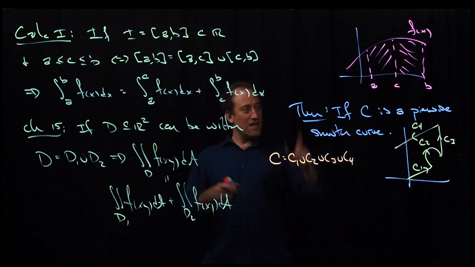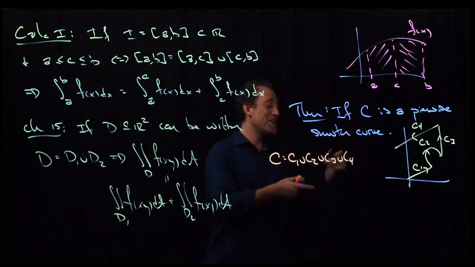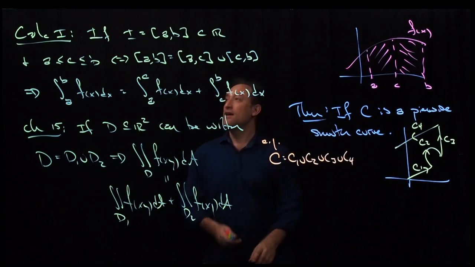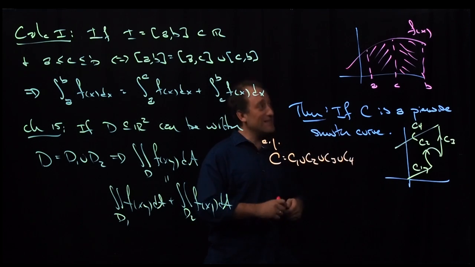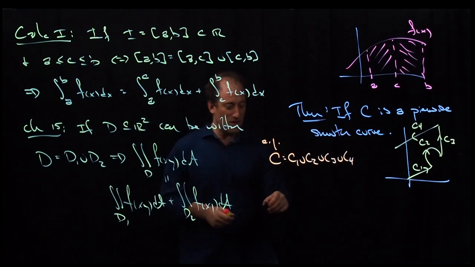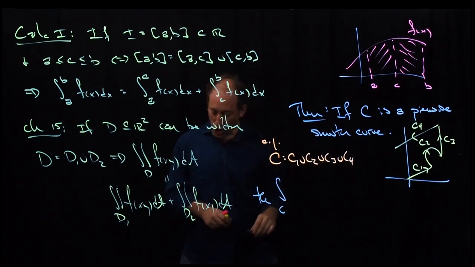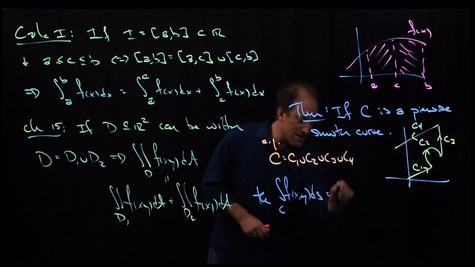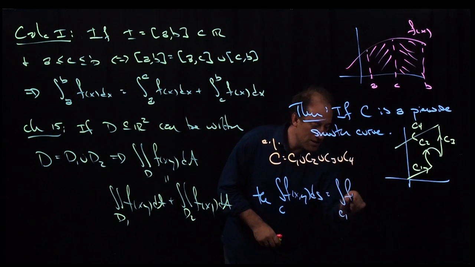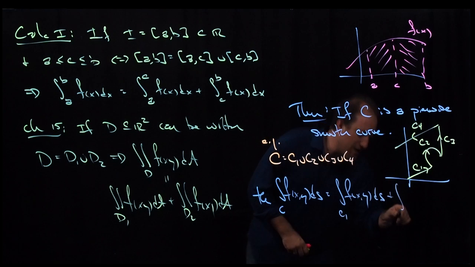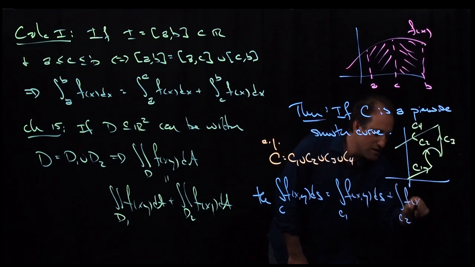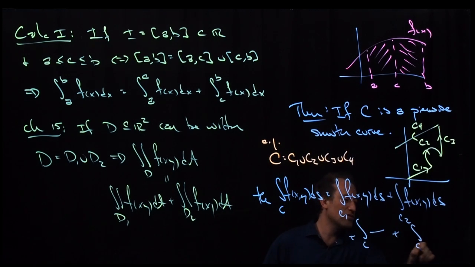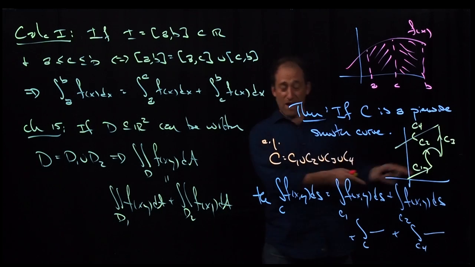All right, so the theorem says that if C is a piecewise smooth curve, for example this, then I can extend this result to its equivalent for line integrals, namely the integral along C of f of xy ds is the integral along C1 of f of xy ds plus the integral along C2 of f of xy ds, plus you get the idea, the integral along C3 plus the integral along C4 of f of xy ds.